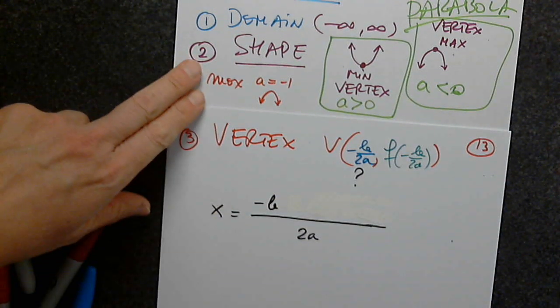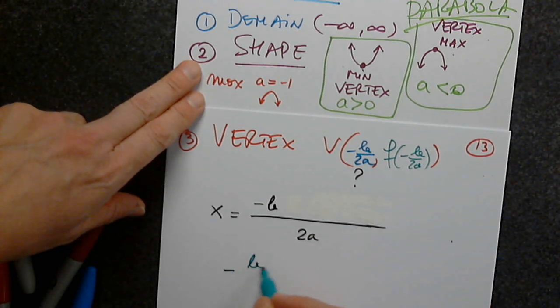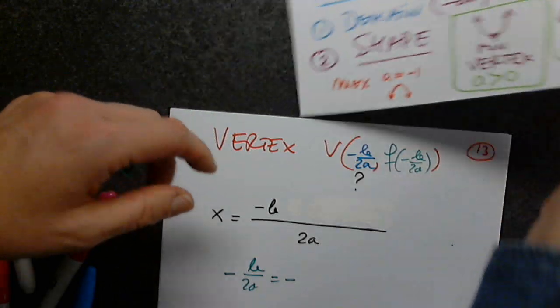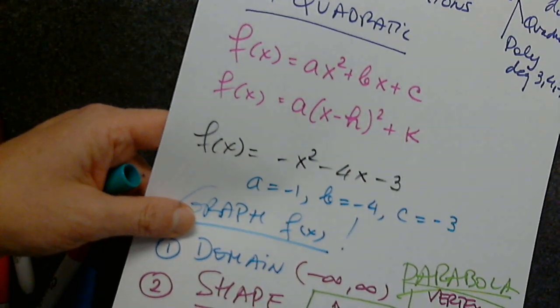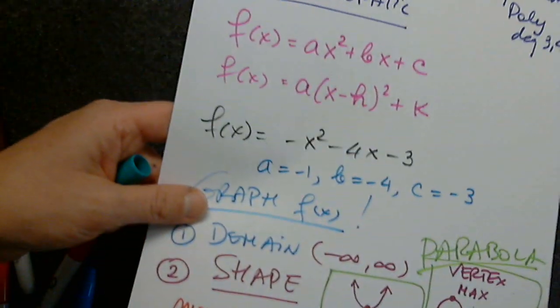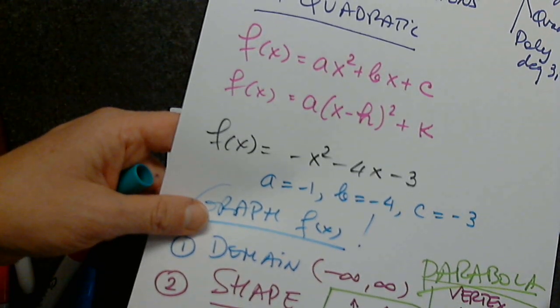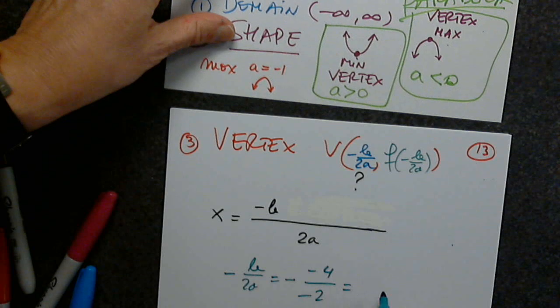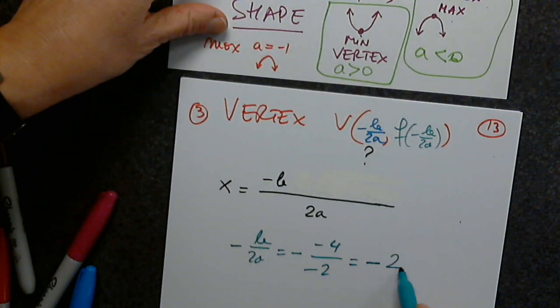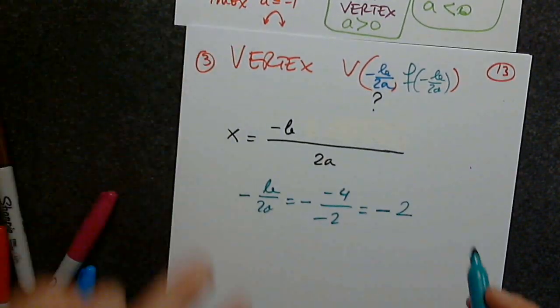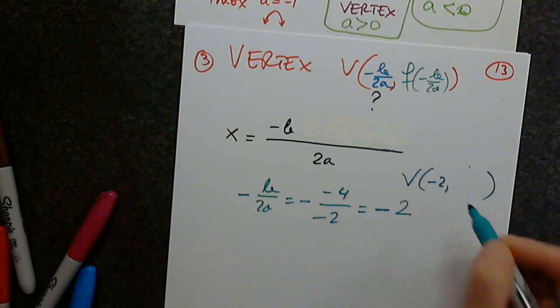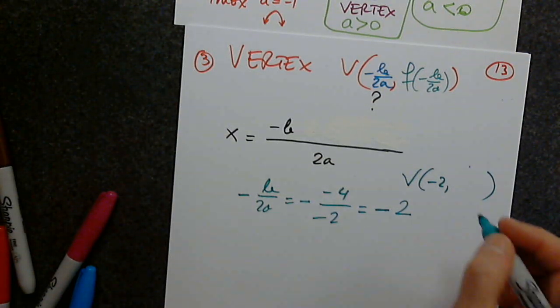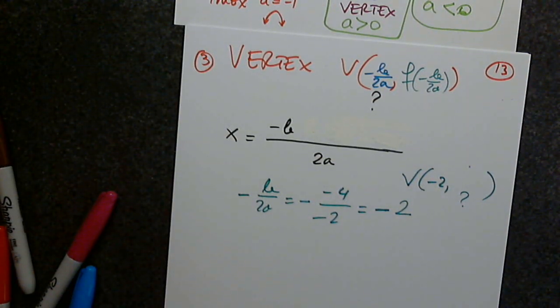So let's find, you'll understand in a minute. So let's find -b over 2a. Negative is from the formula. What is b again in our problem? What is 2 times a in our problem? Perfect. 3 negatives, don't forget. So then it's -2. So I already have the x coordinate as being -2. How do I find the y coordinate again? Plug it in, of course.